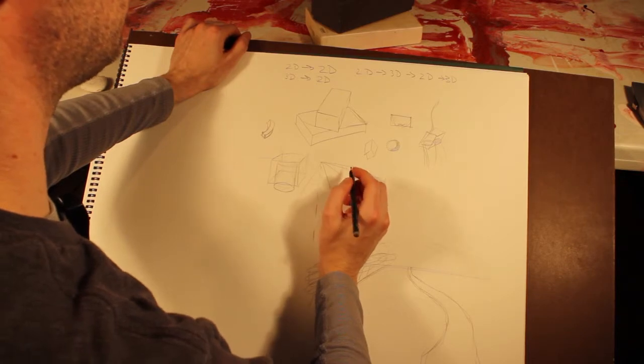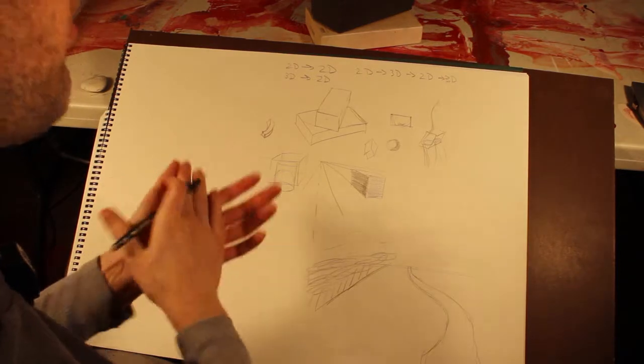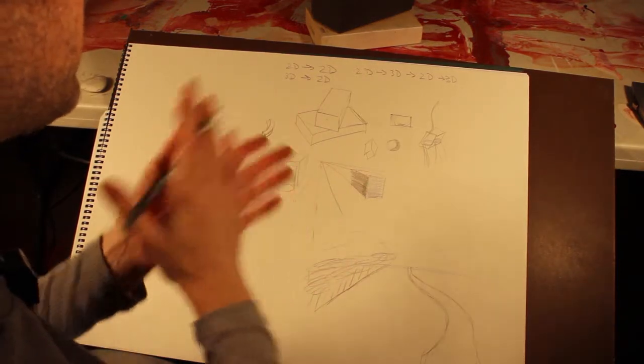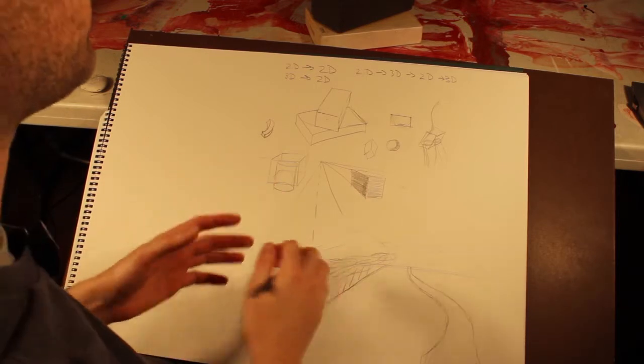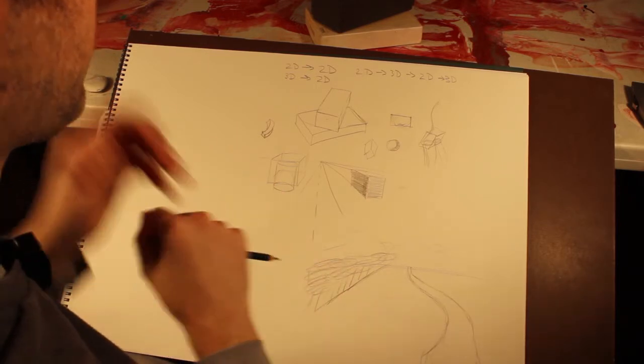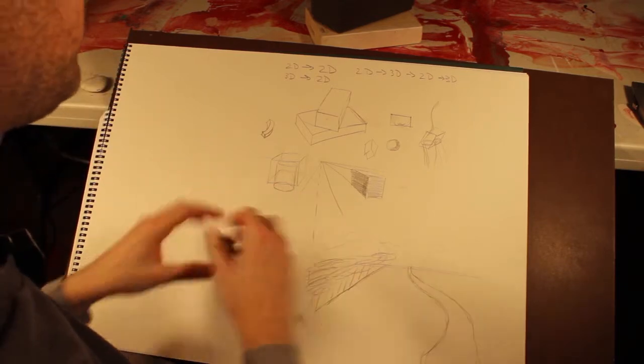So you're creating this back and forth between two and three dimensions. And you'll notice that when you first start drawing and you draw from photographs, everything looks two-dimensional because you're not making that three-dimensional flip in your head or on the page yet.